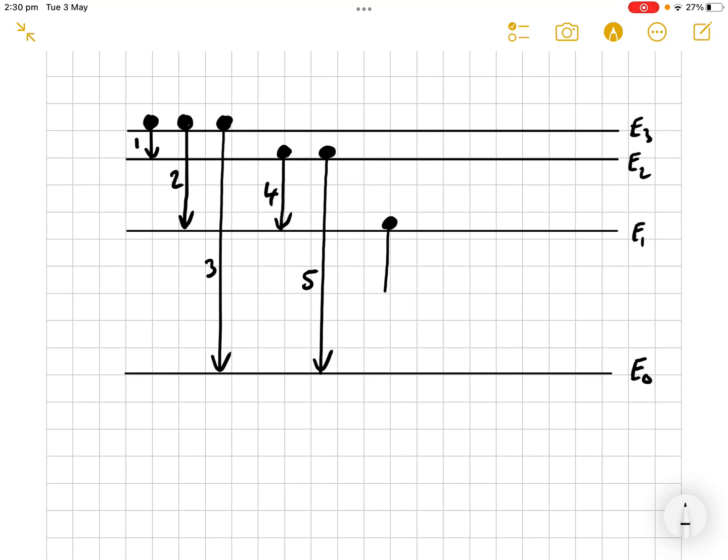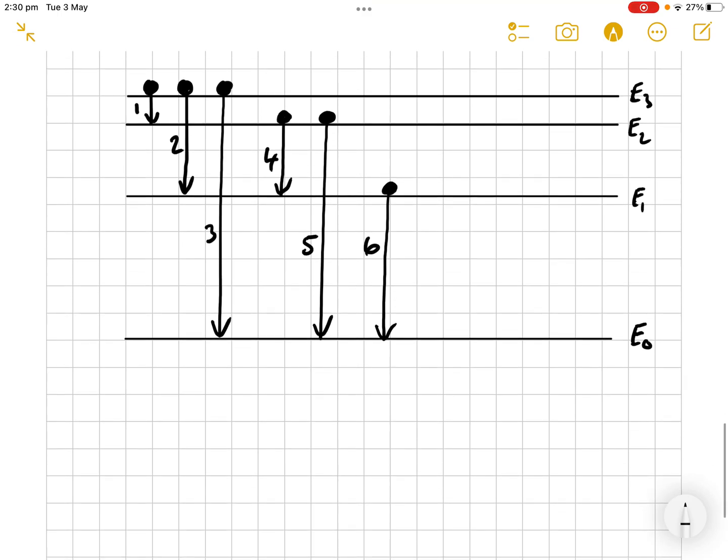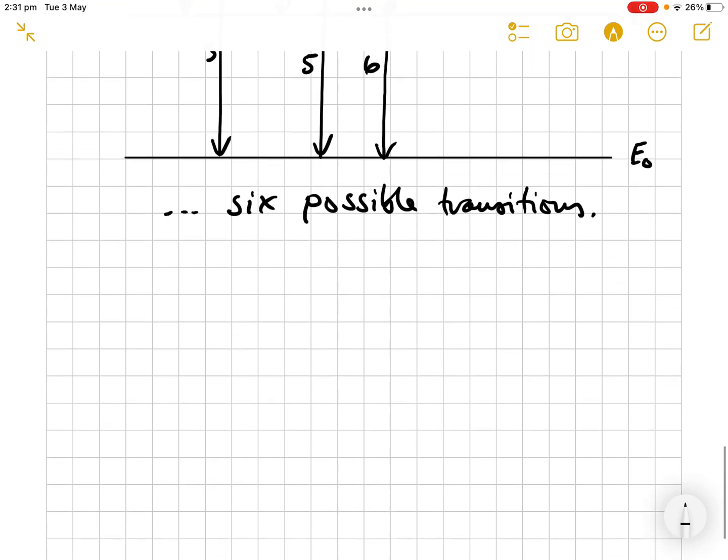But of course we could start at level 1. There's only one place we can go there, and that's down to the ground state. So in this particular example, there are 6 possible transitions. I've shown 6 possible downward transitions, but each of them, of course, could be a possible upward transition if you just reversed the directions.